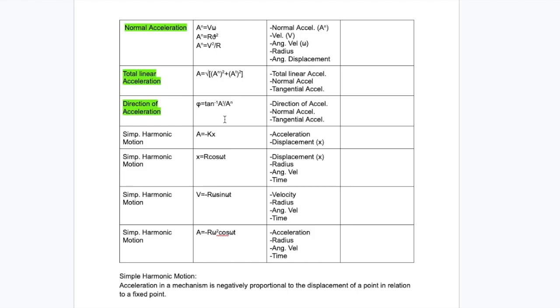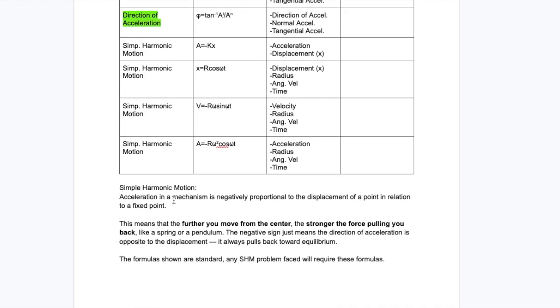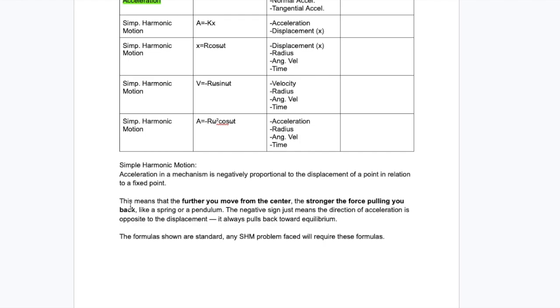Okay? Now what is simple harmonic motion? Its acceleration in a mechanism is negatively proportional to the displacement of a point in relation to a fixed point. Okay? Now in easier terms, the further you move from the center, or from the point you're starting at, the stronger the force pulling you back is. Okay? The negative sign indicates the direction of acceleration, and it is opposite to the displacement.